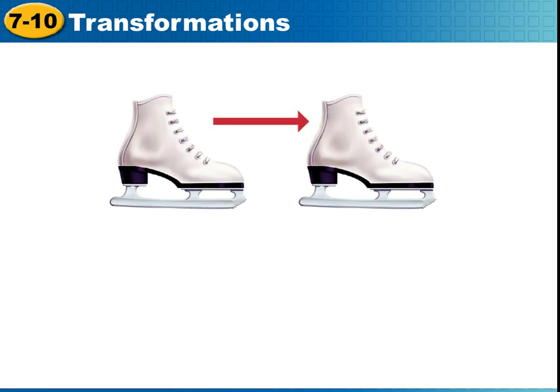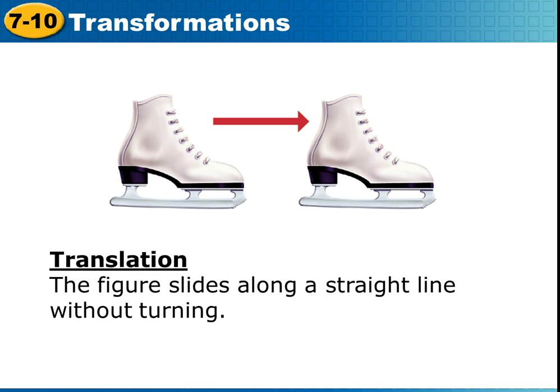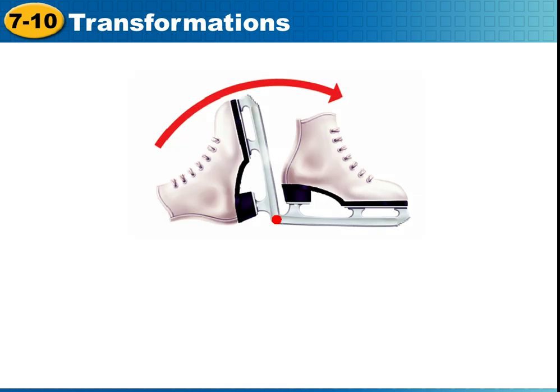There are three main types of transformations that we're going to learn about. The first is a translation. The figure slides along a straight line without turning. You might have seen this as a slide before, but today we're going to call it a translation instead of a slide. So a translation is when the figure slides along a straight line without turning. Notice how the ice skate just went from one spot to the next. It didn't change or turn in any way.